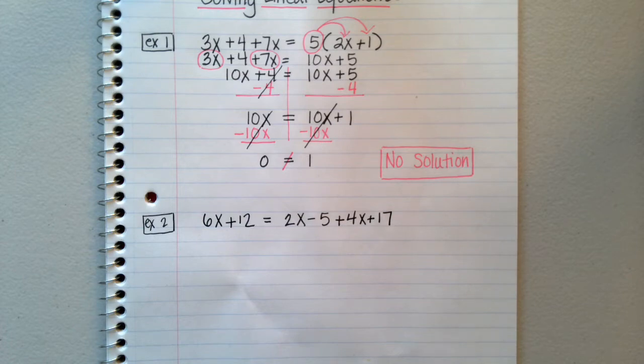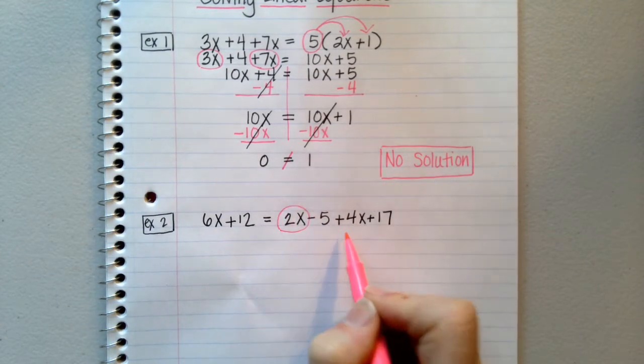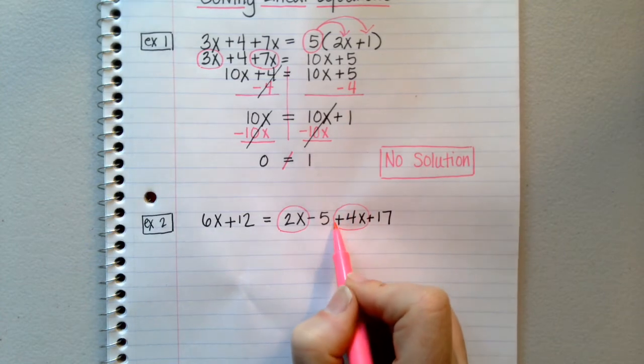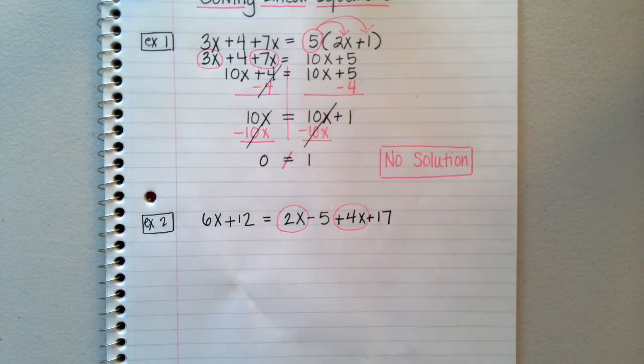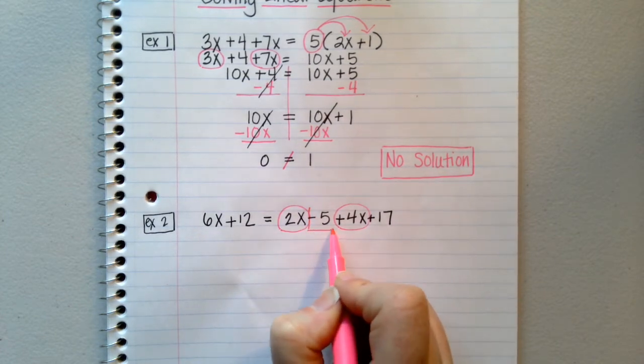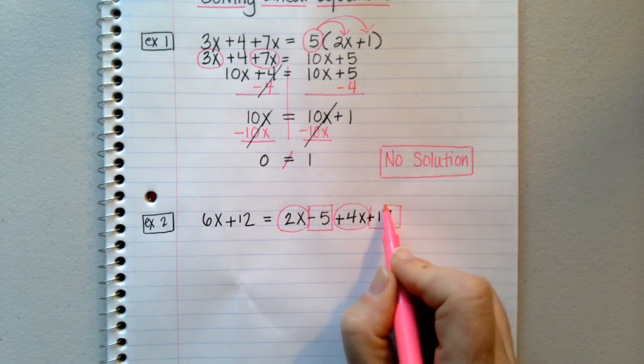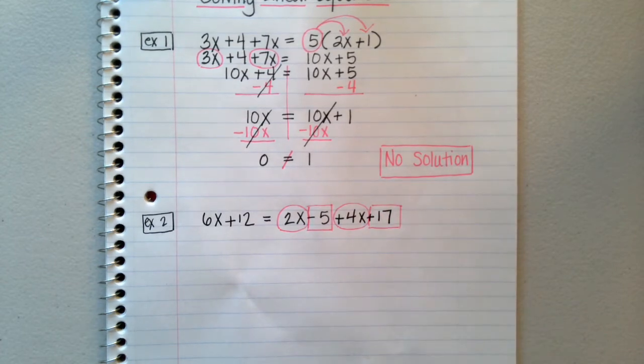But look on the right-hand side, you have a lot of stuff that we could combine into some terms that are similar with each other. So the 2x and the positive 4x, those are like terms. They both have the variable x. I'm going to use a different shape to show you. The negative 5 and the positive 17, those are like terms. Those are terms that both are without variables, so I can combine those.